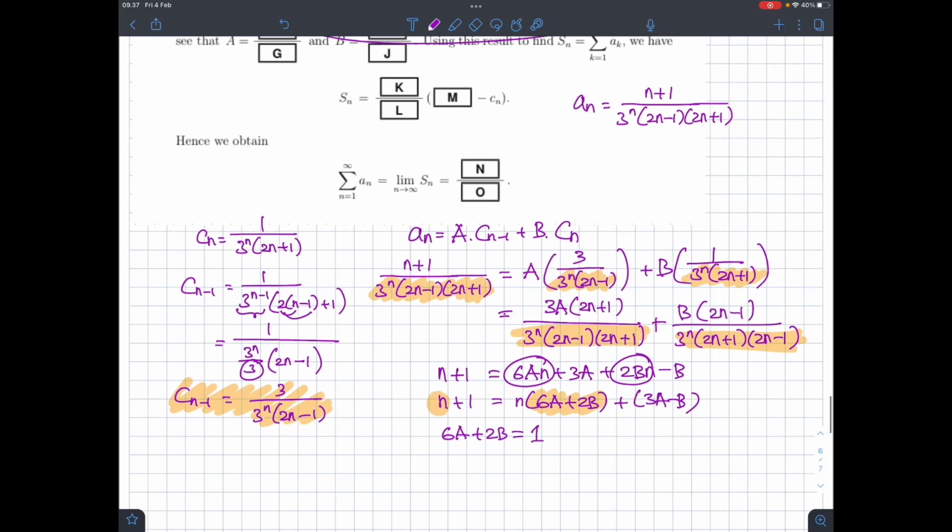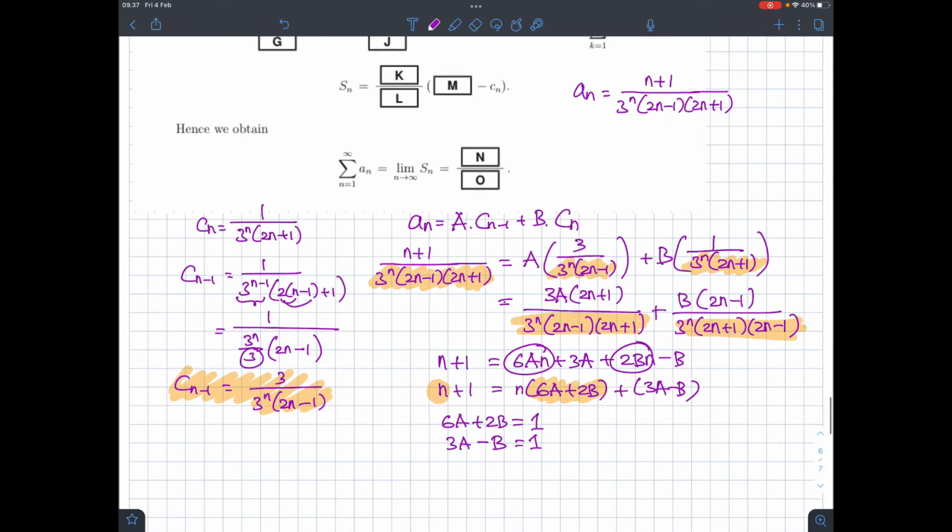And the constant part should also be the same, so 3a minus b should be 1. We just need to find the values of a and b. Maybe I use elimination, multiplying by 2. I don't need to multiply anything for the upper equation.